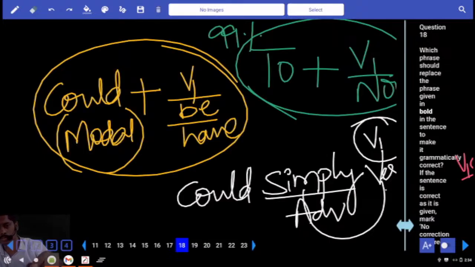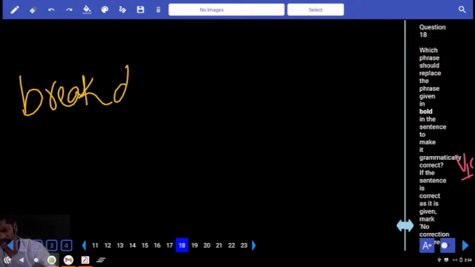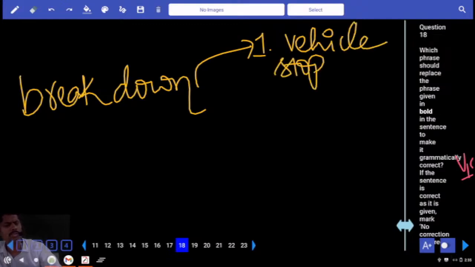Breakdown. Breakdown has 3 meanings majorly. Breakdown, regularly we use a vehicle stop working is breakdown. A machine stops working. While I was coming to the institution, my bike broke down. Broke down means stopped working.